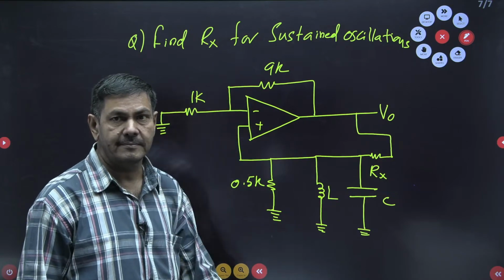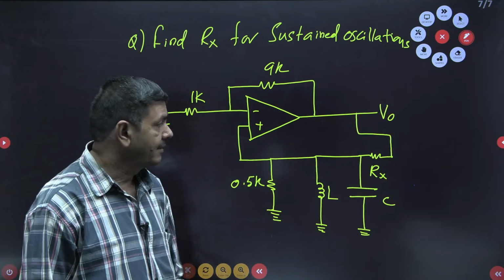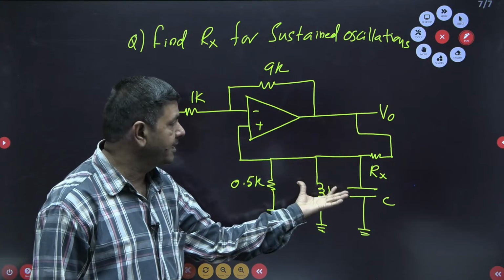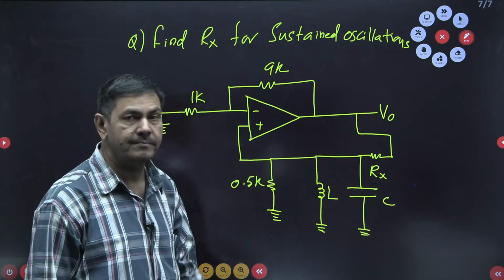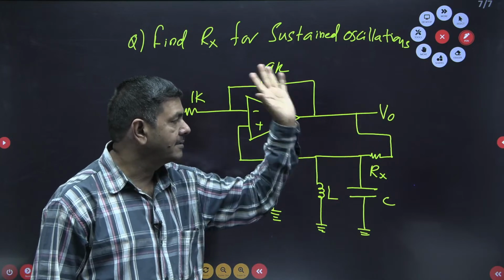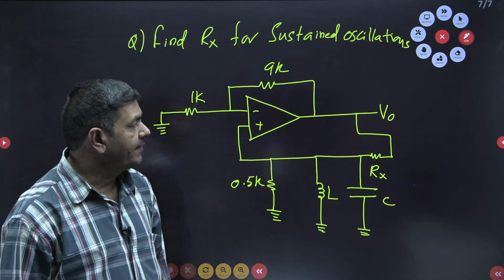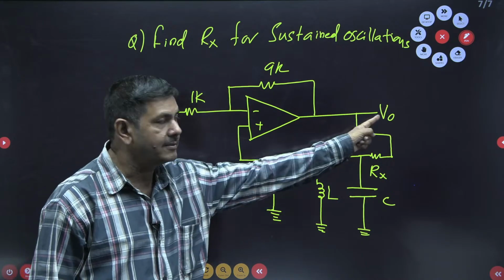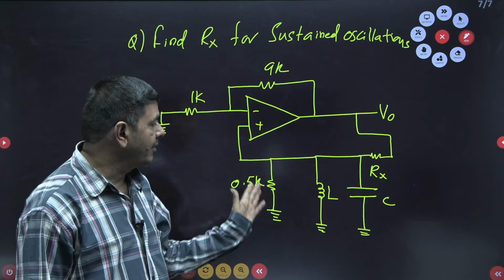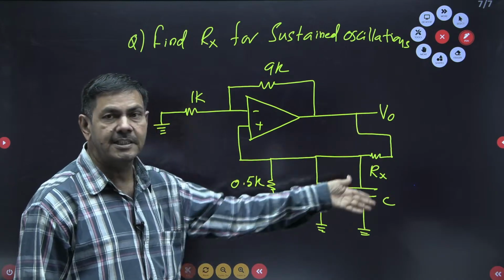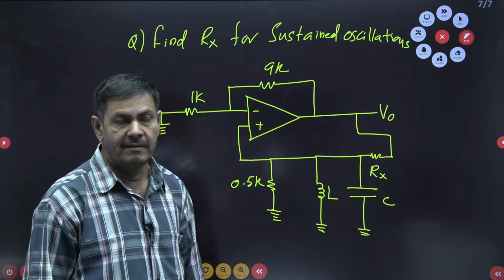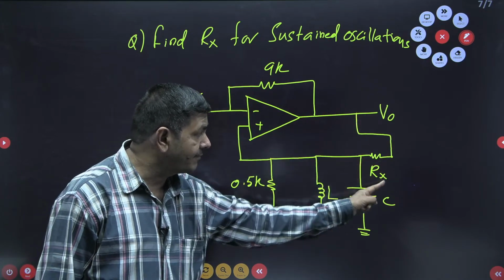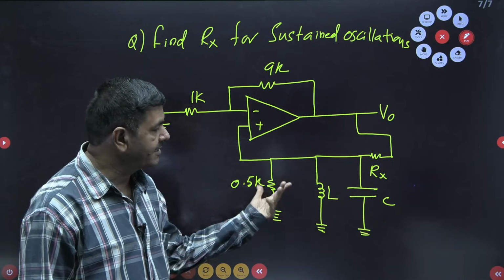Find it directly. What about Rx? Beta is nothing but, you know very well, output voltage by input voltage. For this network, input is V0, output is VF. VF by V0 is possible. You should find what is VF by V0. VF by V0 is required, which means nodal analysis is applicable here. In this network, you try to apply nodal analysis. When you apply nodal analysis, VF by V0 you will get in terms of Rx.